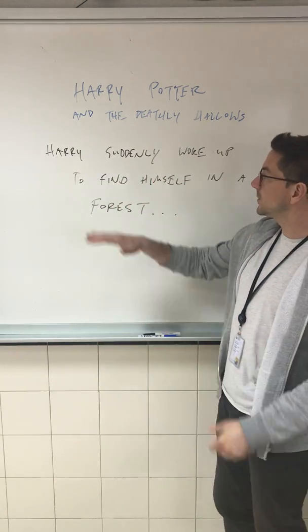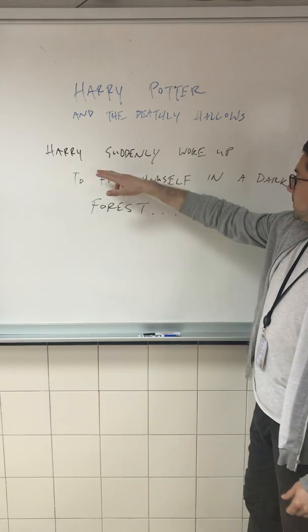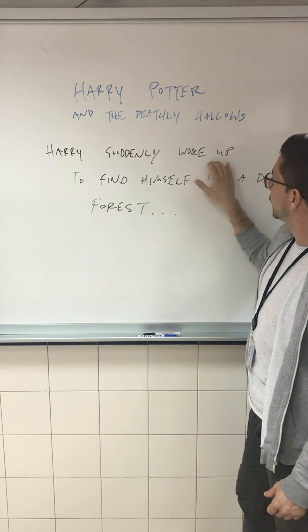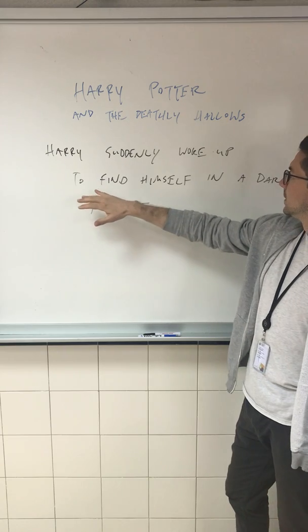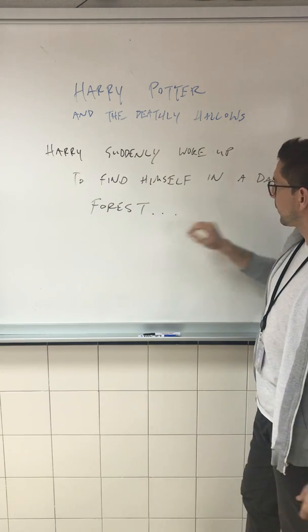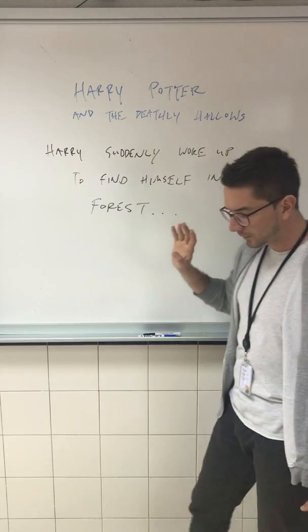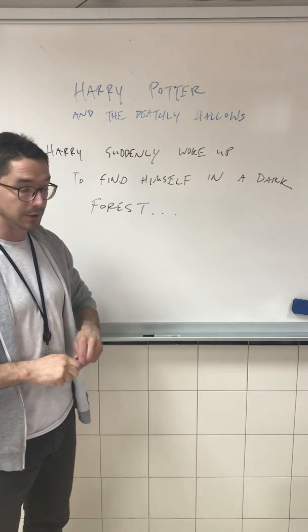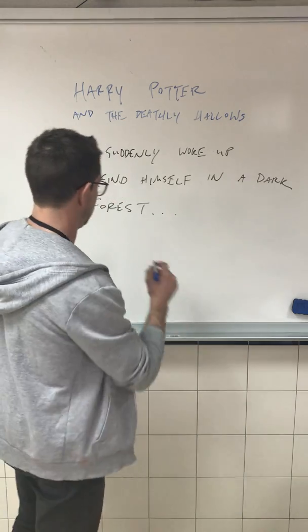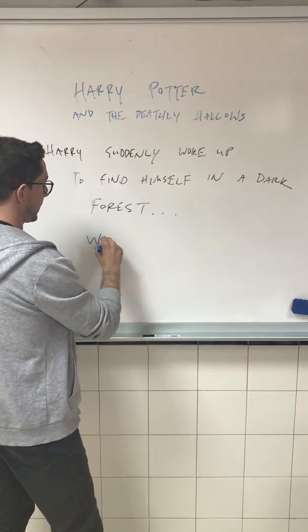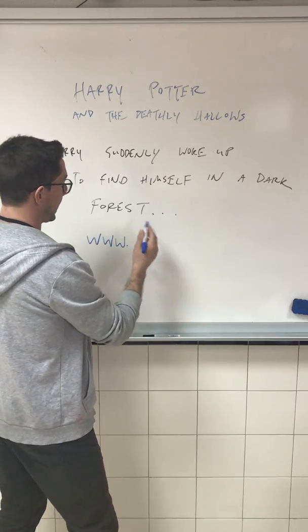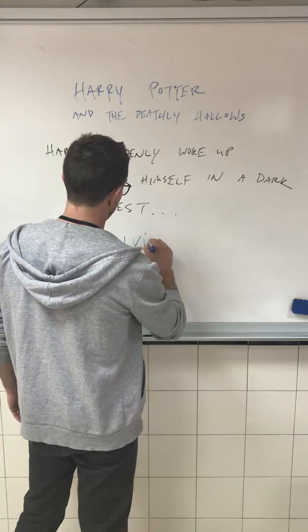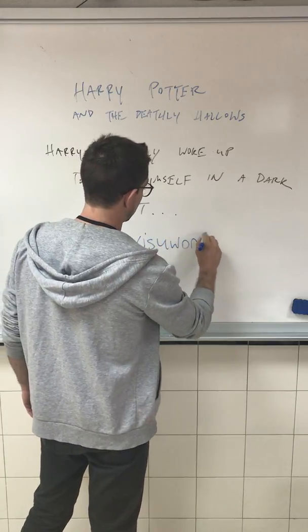So, first, do we understand all of these words? Of course, we know who Harry is. Suddenly, okay. To wake up is a simple verb, we should understand that. To find himself in a dark forest. Forest, I think we know as well. So these words are relatively simple, but what I want us to do today is to use a technology, and it is the following website, to help us expand upon our adverb and adjective knowledge. Okay?